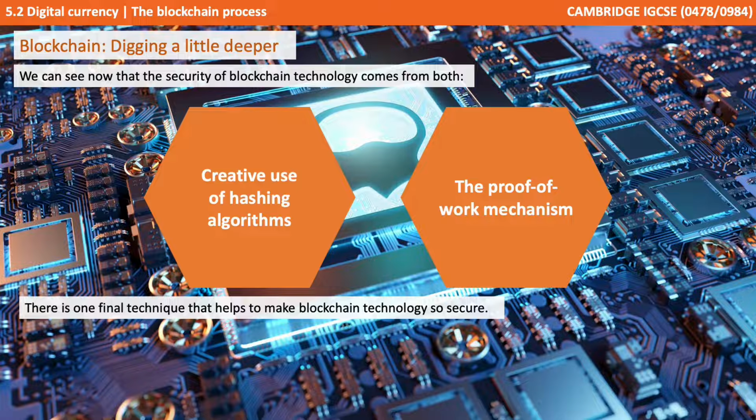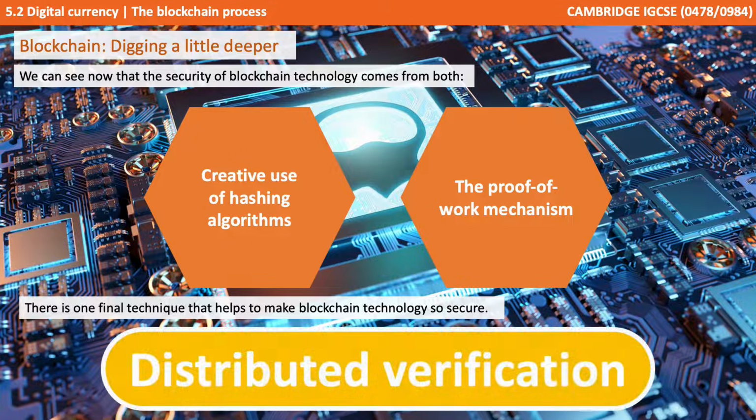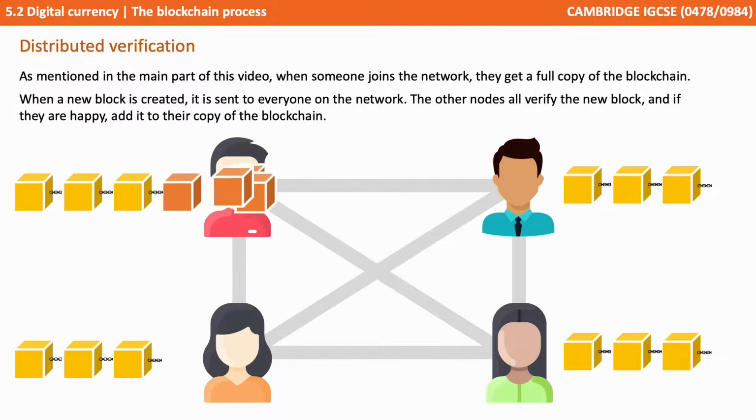We can see now the security of a blockchain technology comes from both creative use of hashing algorithms and this proof of work mechanism. But there remains one final important technique which makes blockchain technology so secure, and that's distributed verification. As mentioned in the main part of this video, when someone joins the network, they get a full copy of the blockchain. When a new block is created, it's sent to everyone on the network. Every node verifies the new block, and if it's happy, it adds a copy to their blockchain.